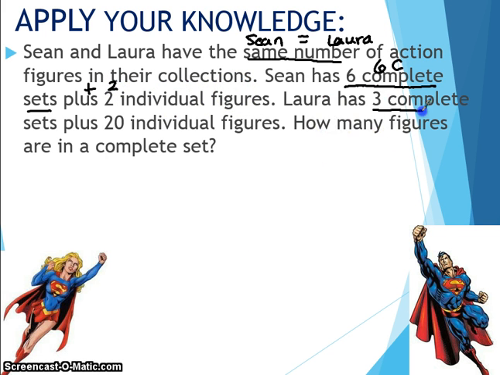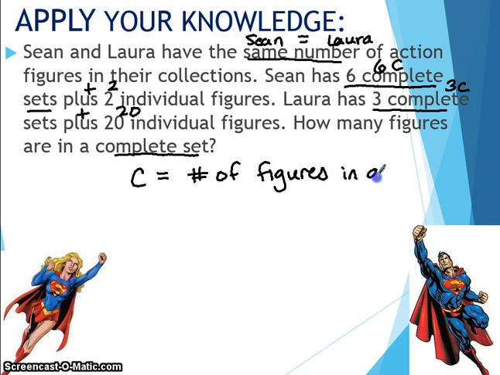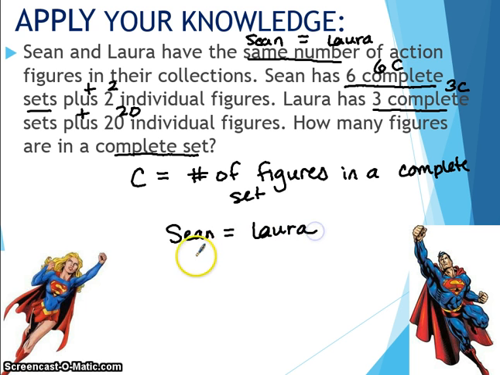Well, Laura has 3 complete sets. So that will be 3C plus 20 individual figures. How many figurines are in a complete set? So I'm going to let C stand for the number of figures in a complete set. And we also know that Sean's number of figures is the same as Laura's. So Sean's can be described by 6 complete sets plus 2, or 6C plus 2, and Laura's can be described as 3 complete sets, or 3C plus 20.